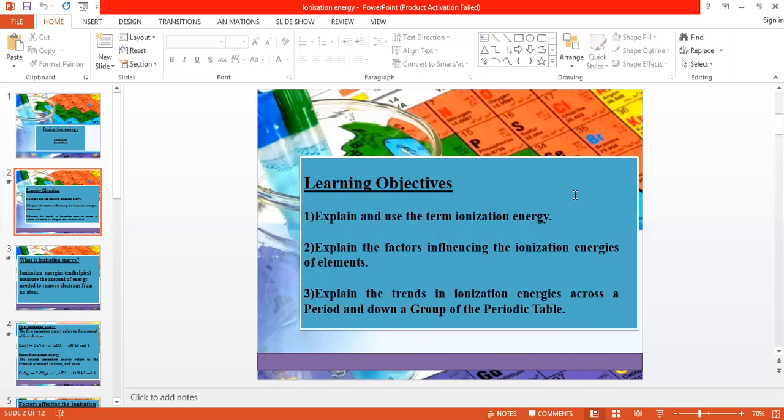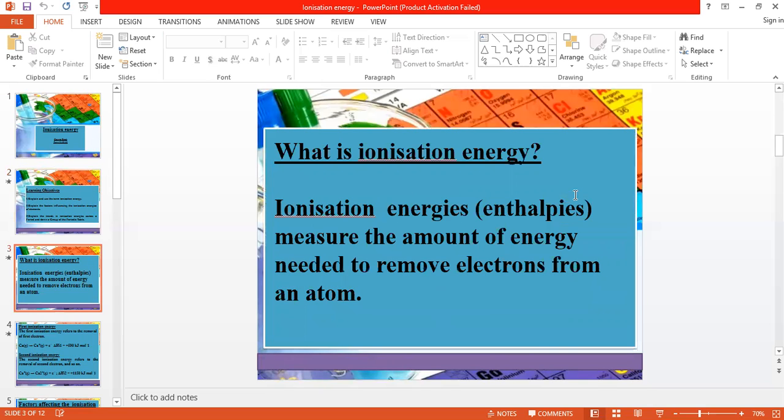Trends mean change from top to bottom, from left to right in the periodic table. What will happen, either it will increase or decrease, that's it. Okay, so see this one. What is ionization energy? Ionization energy is the amount of energy needed to remove an electron from an atom. This is the definition. I already uploaded it, okay? So when you open it and write in your notebook later, try to understand better now.